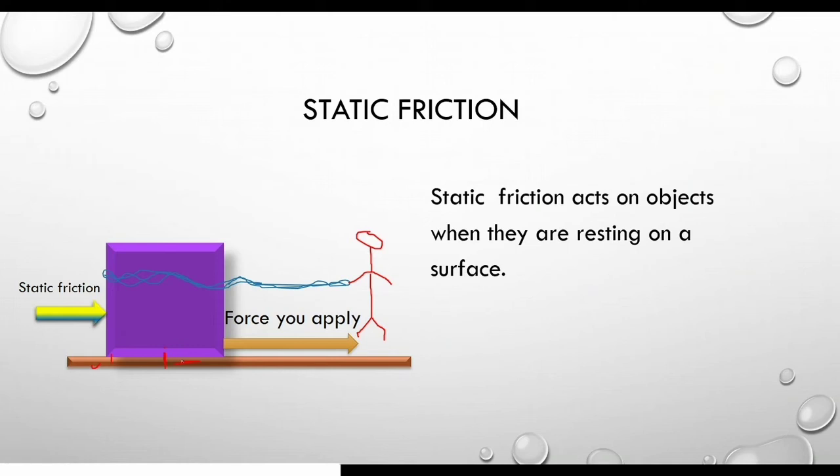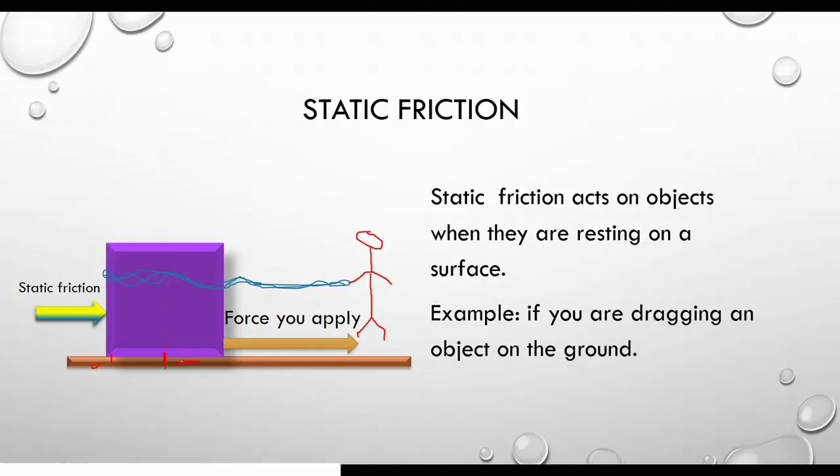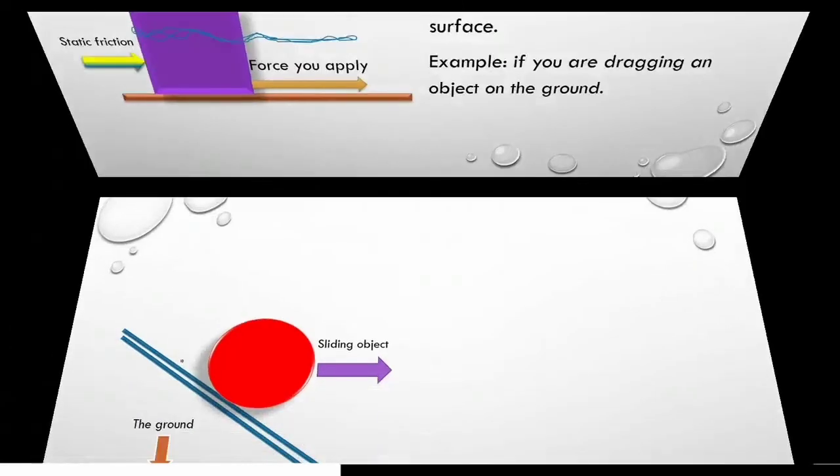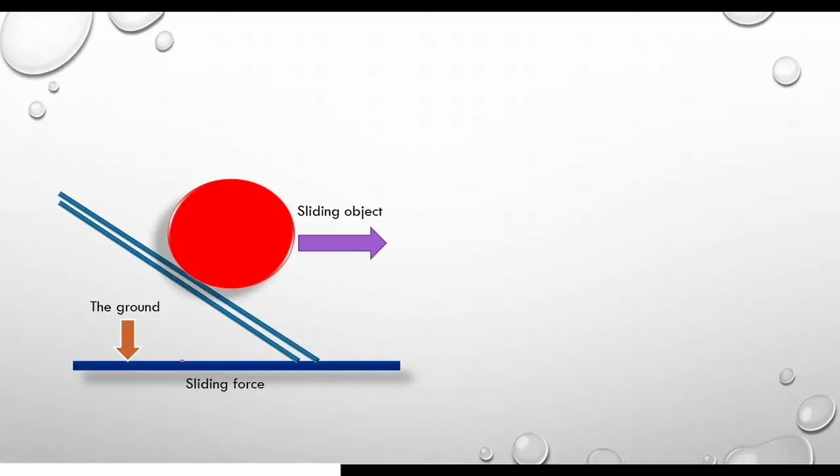Whenever you put something on the ground and you are pushing or pulling it, it is having a static friction in between. Great. An example is what I have said: when you are dragging an object on the ground, the kind of friction that is occurring is static friction. Great. Now let's take a look at the second diagram, or the second illustration.